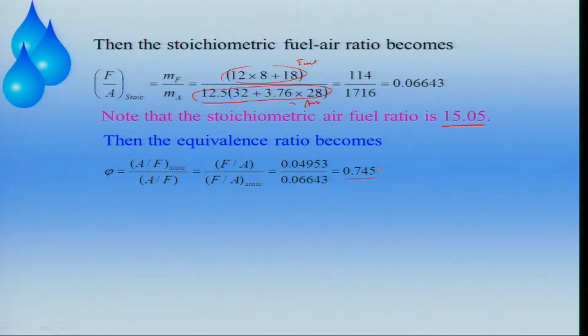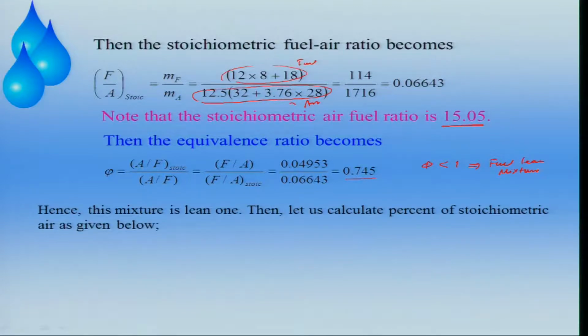Is this fuel lean or fuel rich? Here phi is less than 1. So, therefore, it is a fuel lean mixture, right. If phi is greater than 1, then it is a fuel rich mixture. It is because there is less amount of fuel as compared to the stoichiometric oxidizer requirement, right. So, therefore, it is a fuel lean mixture, and hence, let us calculate the percentage of stoichiometric air, that is 100 divided by phi, which happens to be 134.2 percent.